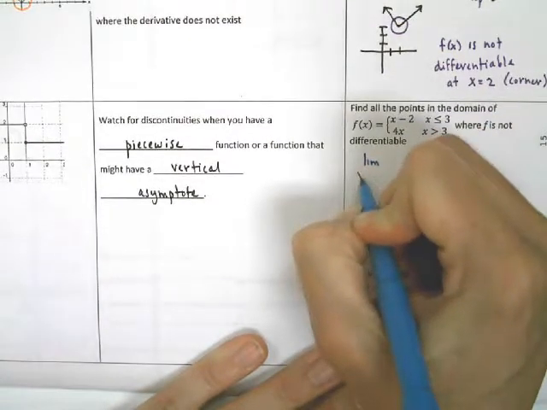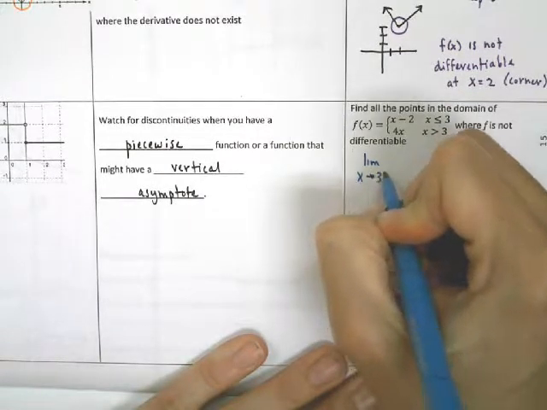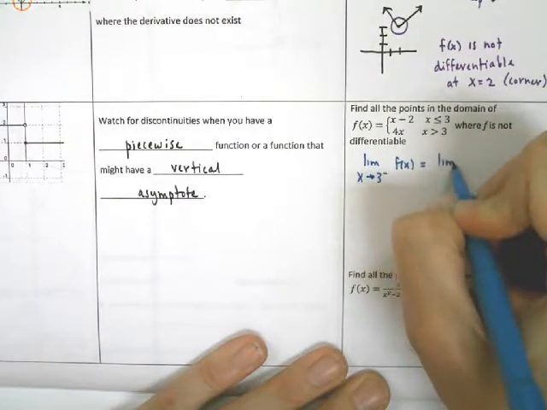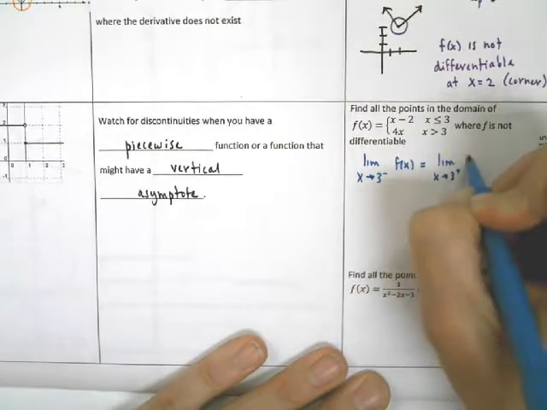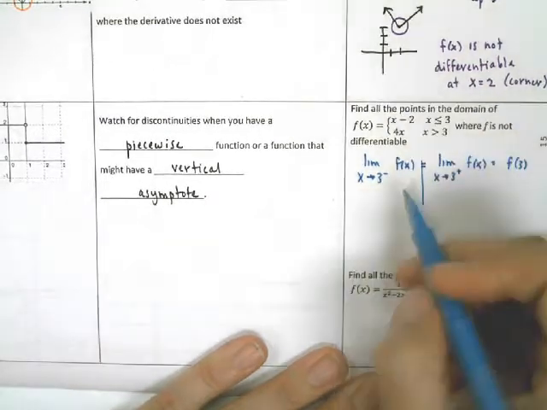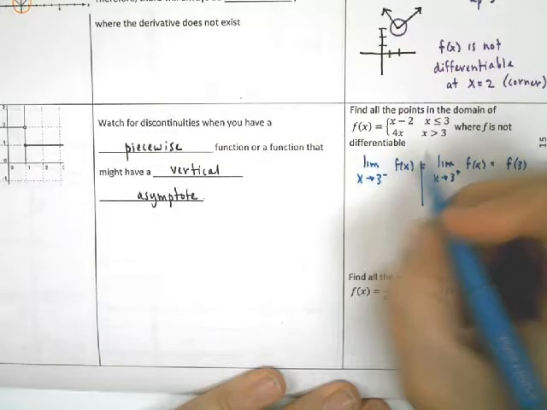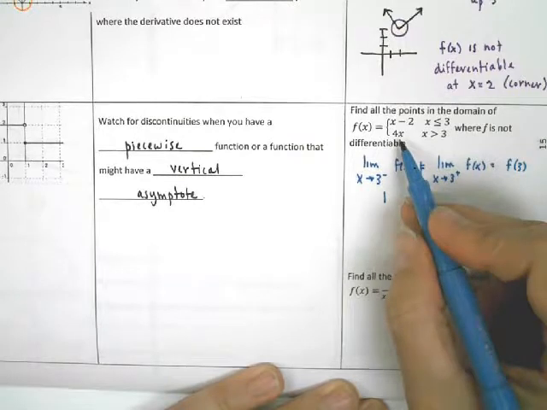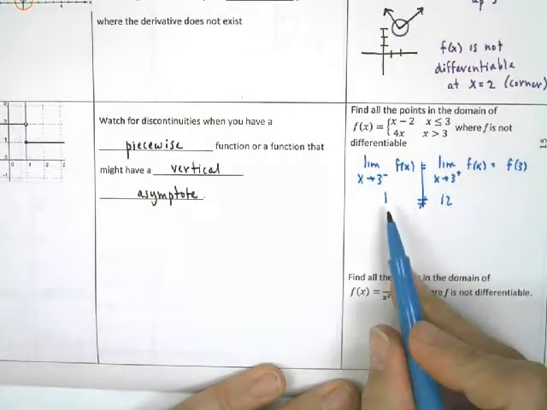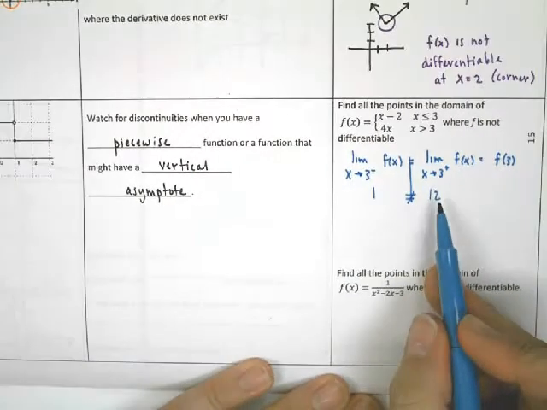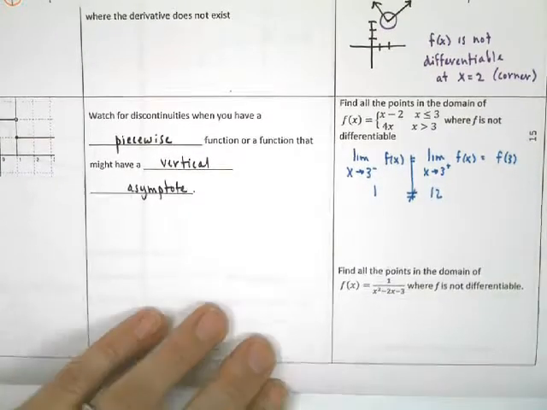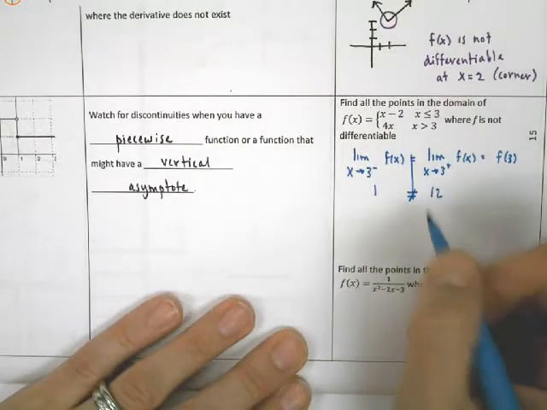And just to review, we know to be continuous, the limit as x approaches 3 from the left of f of x has to be equal to the limit as I approach 3 from the right, and that has to be equal to f of 3. So if I check 3 from the left, I have 3 minus 2 is 1. 3 from the right, 4 times 3 is 12. Right away I can see that my left and right hand limits are not the same, which means I am not going to be differentiable because I'm not even continuous. If I'm not continuous, I can't be differentiable.